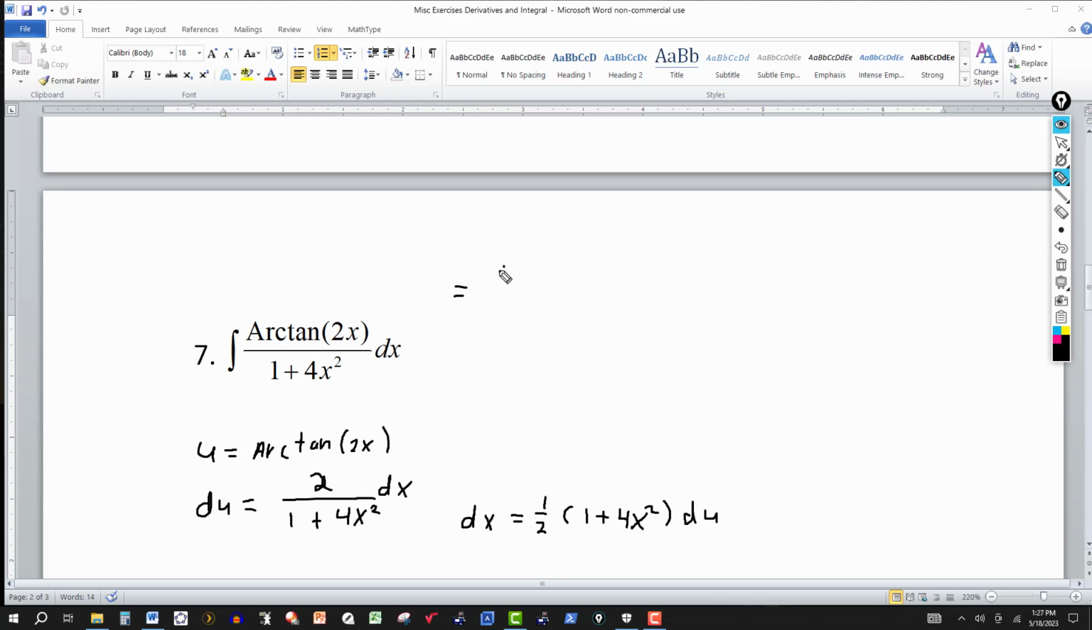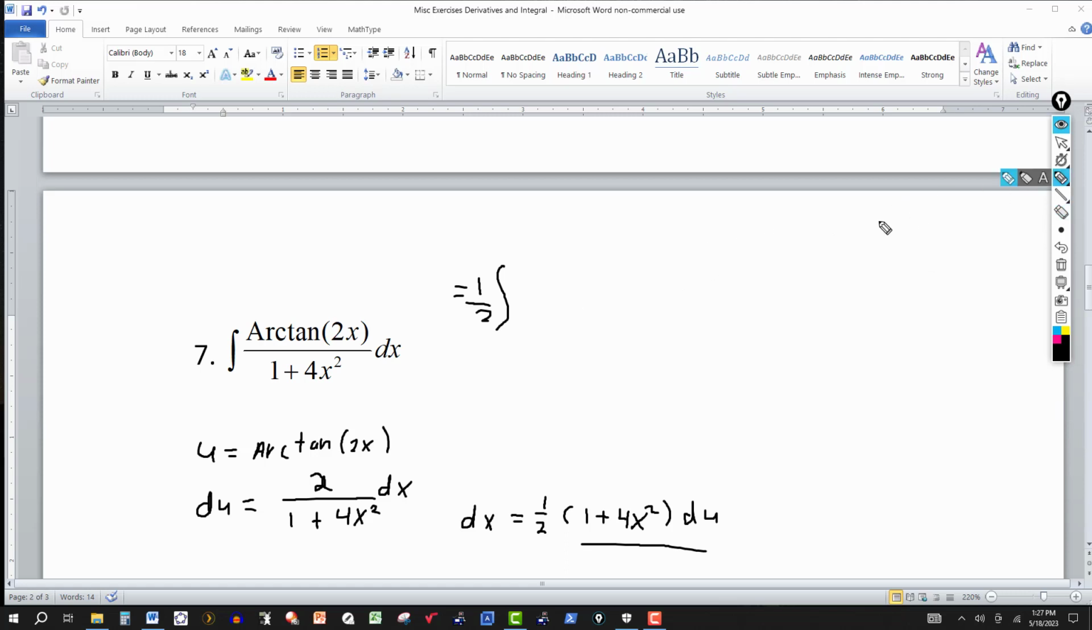This is the integral, and arctan of 2x, that's my u. I just put a u up here. And then the dx is replaced by this. So what I'm going to have is 1 plus 4x squared, but I have that same thing in the denominator, so those are going to cancel out. Then I'm going to have the 1/2 out here. So I can just take out this fractional bar here.